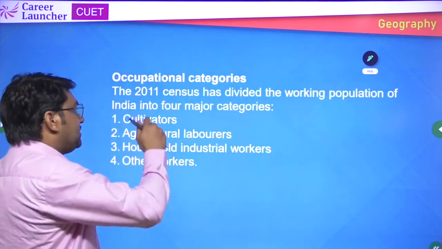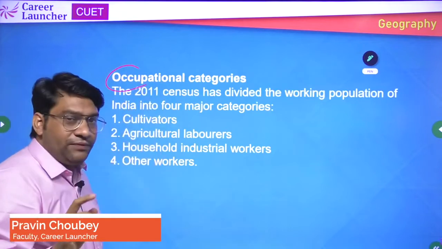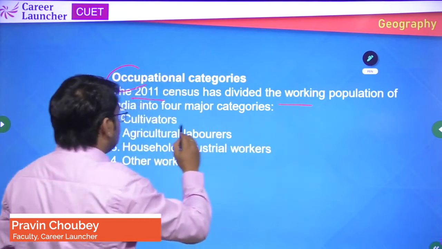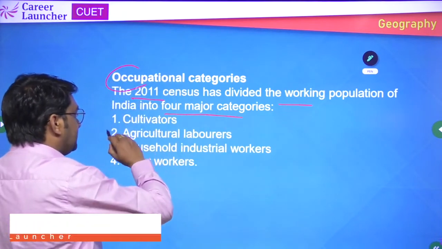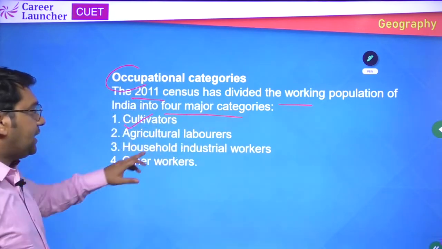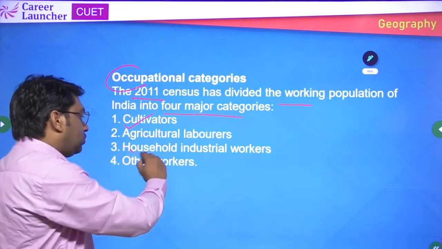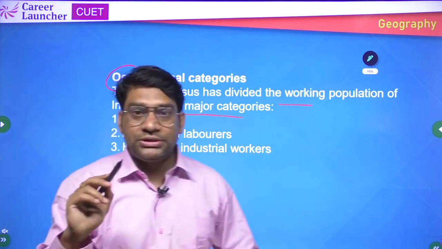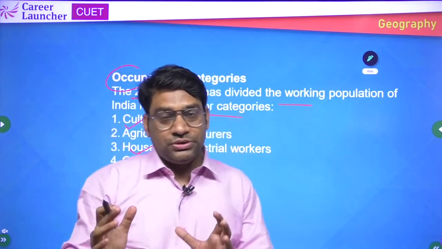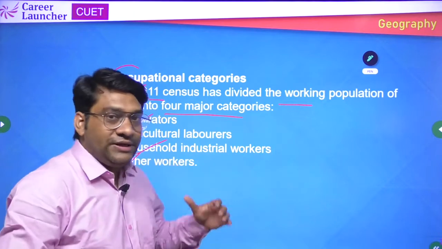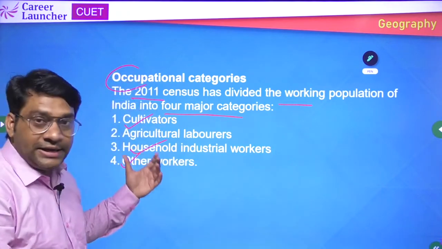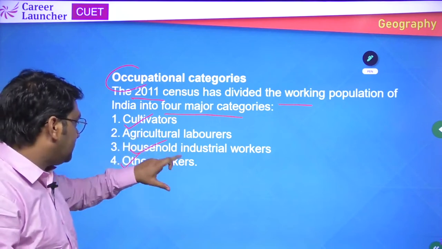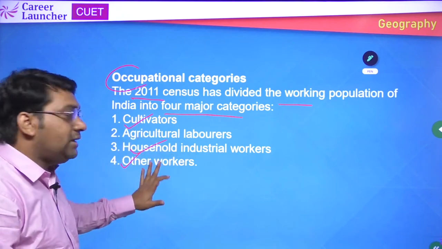Now occupational categories, as this is again important from an exam point of view. So the 2011 census has divided the working population of India into 4 major categories. The first is cultivator, agricultural laborers, okay, household industrial worker and other worker. Maybe they can ask you this in exam, as per 2011 what are the different occupational categories. So the occupational categories are cultivators, agricultural laborers, household industrial workers and other workers.